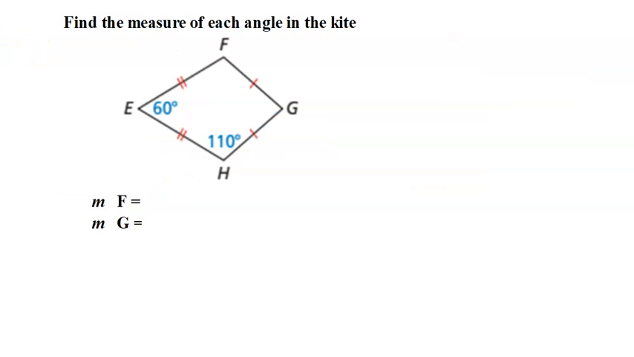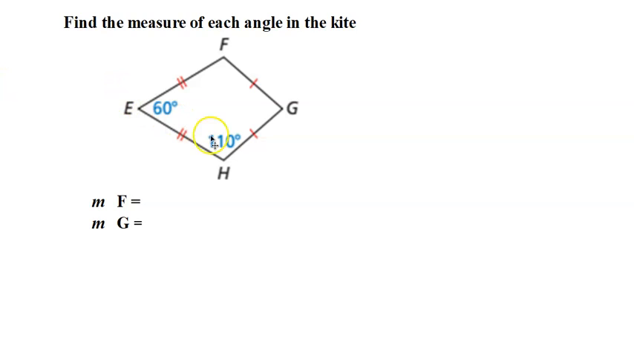All right, so let's take a look at this. We want the measure of each angle in the kite. So I've got a 60-degree angle over at E, and angle H measures 110 degrees. One of the other angles, F and G, is going to be congruent to its opposite angle. So the question is, does G equal 60 degrees or does F equal 110?